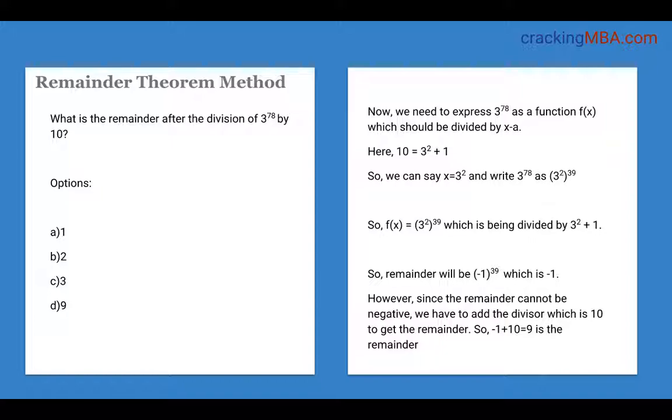But now the remainder cannot be negative, right? So we add the divisor to the remainder to get the actual remainder. Here minus 1 plus the divisor, which is 10, gives 9. So 9 is the remainder.